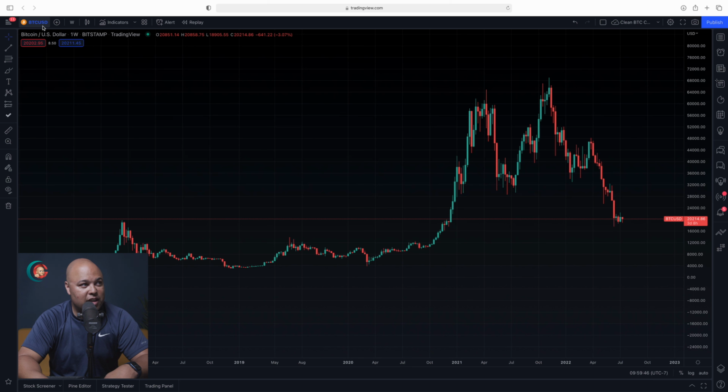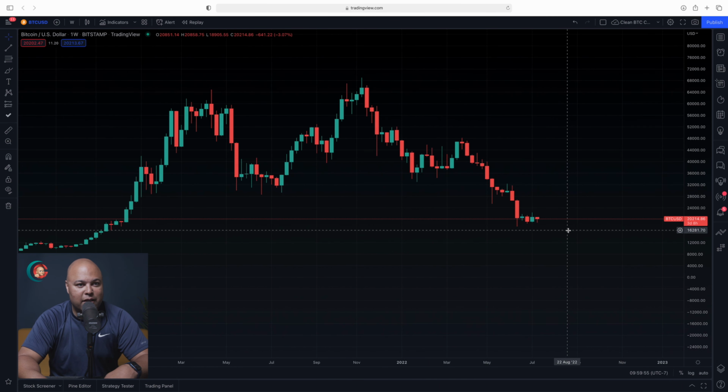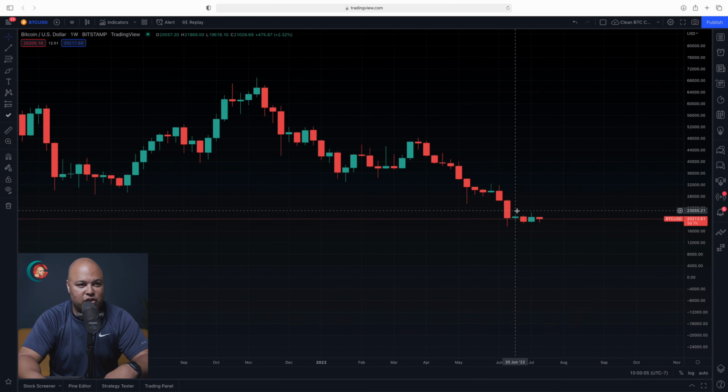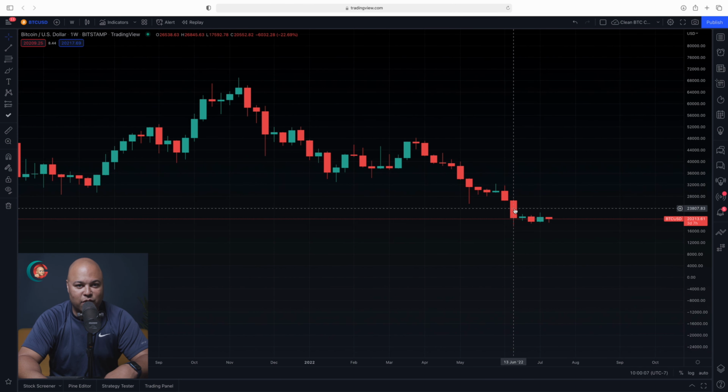So I just opened up a run-of-the-mill Bitcoin chart. It's a weekly chart. That W means that this is a weekly chart. What does that mean? It means that each of these candles, these are called candles, each of these candles represents 7 days of activity on the Bitcoin chart. This current candle has 3 days and 7 hours left until the candle closes.